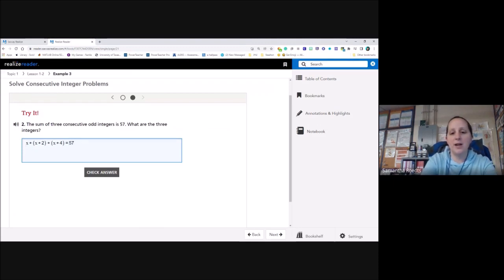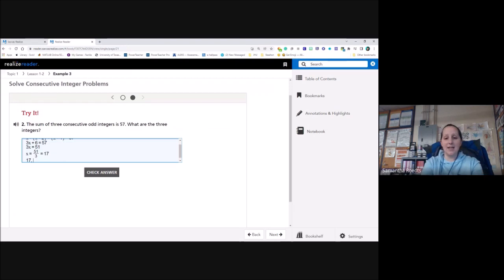Okay. Now I can simplify the left-hand side. So I have x plus x plus 2 plus x plus 4. There's 3 x's. 2 plus 4 is 6. Again, still equals 57. I'm going to subtract 6 from both sides. So I get 3x equals 57 minus 6, which gives me 51. Then I'm going to divide both sides by 3. So x equals 51 divided by 3, which equals 17. So my first integer is 17.